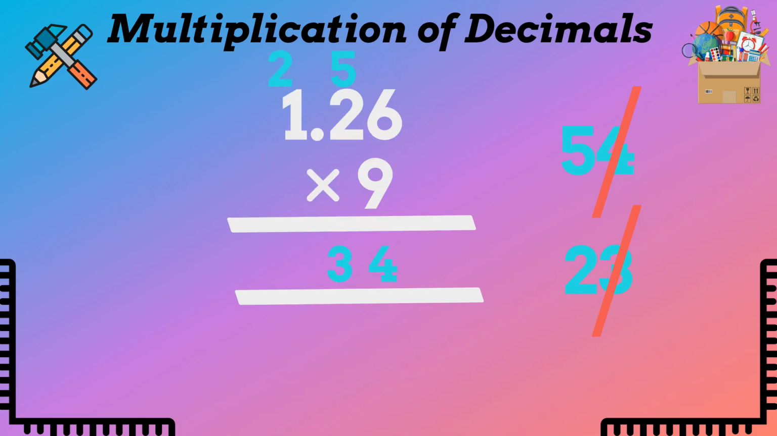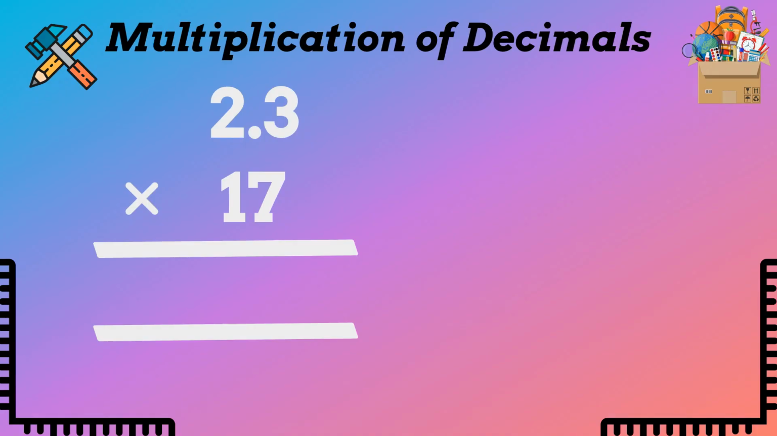Let's calculate. 9 times 1 is 9, plus 2 will give us 11. We will write the 11 to the bottom since there's no number to regroup. Our original equation had 2 decimal digits, so our new answer must have 2 decimal digits, which will be 3 and 4. So our answer is 11 and 34 hundredths.